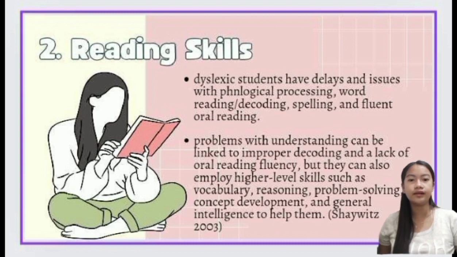Individuals with dyslexia have poor phonological awareness that subsequently impedes word reading ability, fluency, and accuracy. This basic weakness then blocks access to higher order language processes for gaining meaning from text. Problems with comprehension can be linked to improper decoding and the lack of reading fluency, but they can also employ higher level skills such as vocabulary, reasoning, problem solving, concept development, and general intelligence to help them.